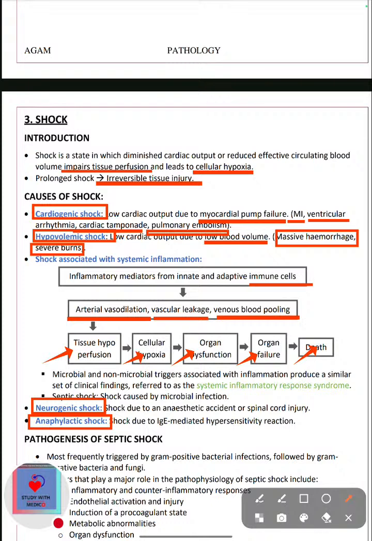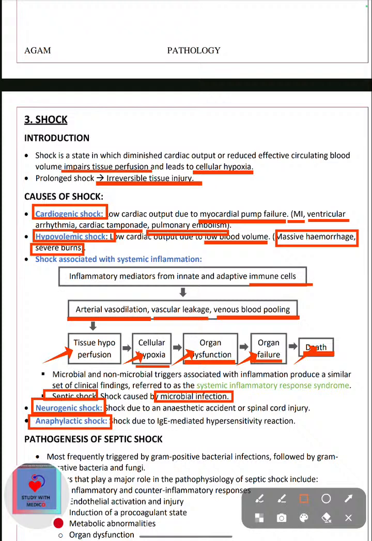So there is a tissue hypoperfusion. Because of that, there is a cellular hypoxia, there is organ dysfunction, there is organ failure, and death of the organ. Talking about microbial and non-microbial triggers associated with inflammation produces a set of clinical findings referred to as systemic inflammatory response syndrome. Septic shock is another type in which a microbial infection causes the shock.